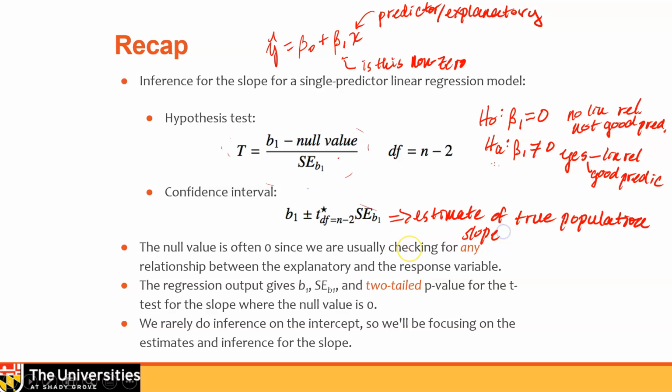Okay, the null value is often 0. We're checking to see if there's any relationship. Regression output gives us a two-tailed p-value. So we're not looking at whether it's greater than or less than. We're not saying it's a negative or a positive slope. We rarely do inference on the intercept, which is what I told you before. So we'll be focusing on estimates and inference for the slope. And when we branch into multiple variables, we're looking at multiple slopes, multiple predictors, and that's what we'll hit next week.